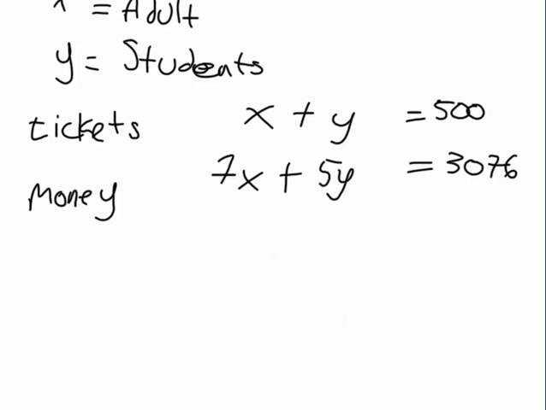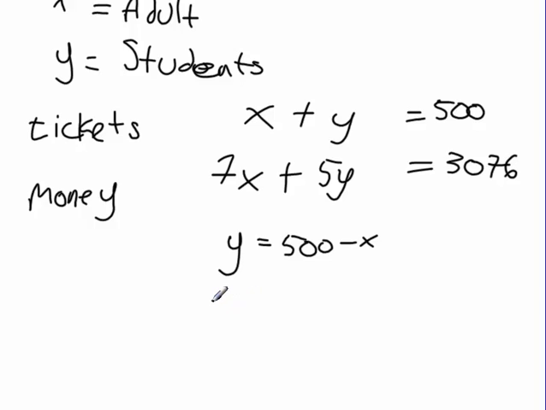I could do this with elimination or substitution. I'm going to choose to do substitution here, and I'm going to solve for Y. The reason why I want to solve for Y is that 5 times 500 I know. I don't know 7 times 500 off the top of my head. So I'm going to solve the first equation for Y, and I get Y equals 500 minus X.